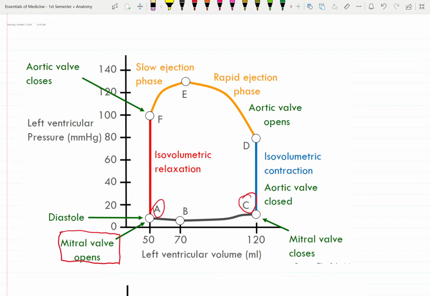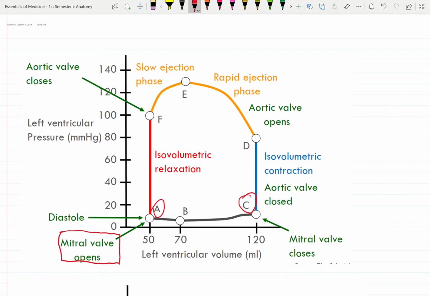And so the initial decrease in the left ventricular pressure, that is from A to B, is due to the progressive ventricular relaxation and distensibility. Distensibility refers to the capability of the heart to stretch.